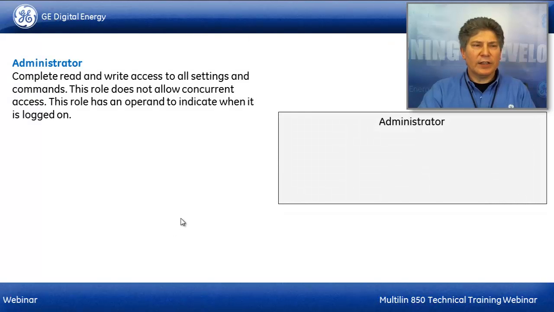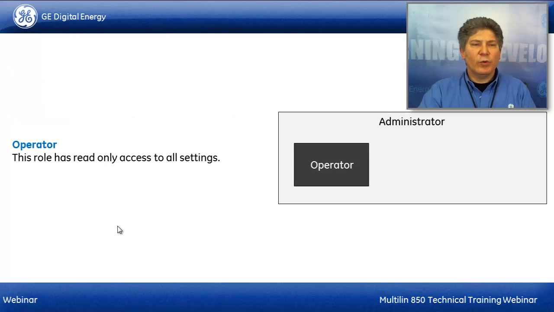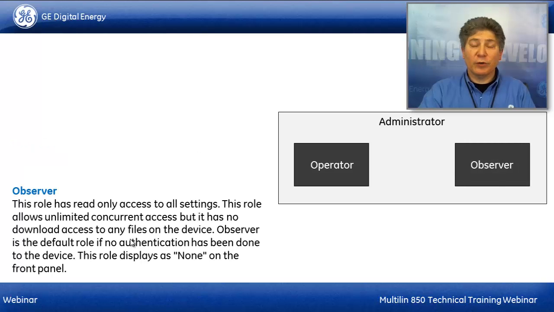All right, so here's a little review of the roles for the access. The administrator being able to read and write for all settings and commands. We have the operator. He has read access only. And we have a third one, the observer. He has read access only to all the settings and has unlimited concurrent access.